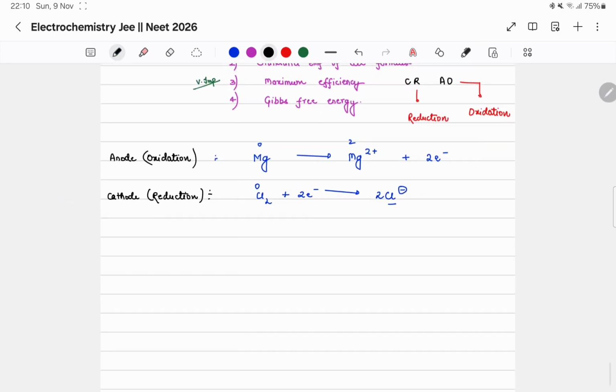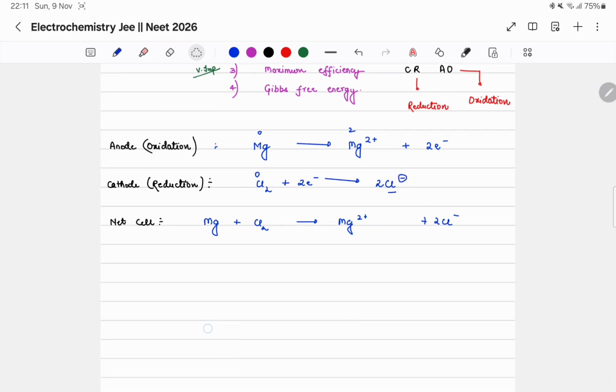Let's write the net cell reaction. If we talk about the net cell reaction, I can write Mg plus Cl2 plus 2 electrons, which is going to give you Mg²+ plus 2 electrons plus 2 Cl-. For those who don't know, I have added this one step. Already you know the 2 electrons on both sides will be cancelled. So let's remove these 2 electrons from both sides. Done. Our question is done only.